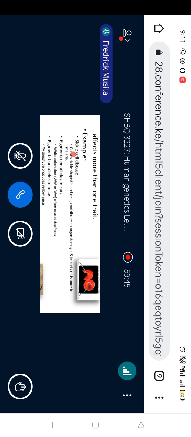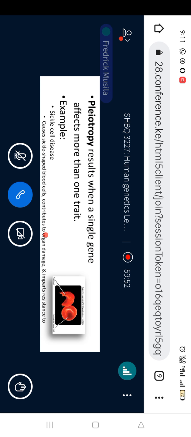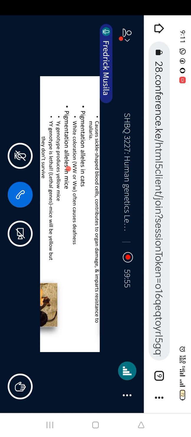All this is pleiotropy, an example of pleiotropy. Then pigmentation alleles in cats. So white coloration in cats, those cats which are white, they have this dominant gene. It can be in the heterozygous form or in the homozygous dominant. You find that the cat will be white, but it will also be deaf. So it's actually one gene which is making the cat white and also making the cat deaf. So it causes deafness. I'm sure you have heard of cats which are deaf.